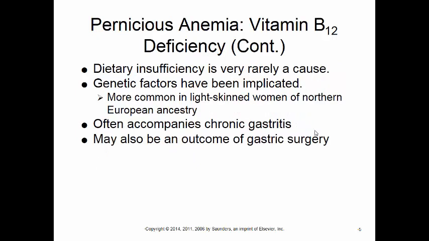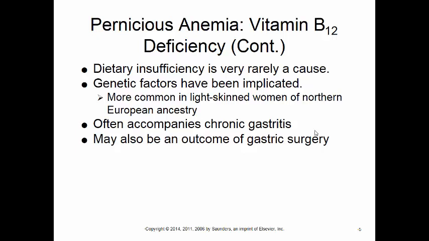Pernicious anemia is due to the lack of intrinsic factor. It's usually not caused by diet because we usually get enough vitamin B12 in our diet. But if we don't have enough B12 in our diet, that could be another cause. Most of the time it's because there's been damage to the cells that produce the intrinsic factor, like ulcers and things of that nature. There are some genetic factors that seem to affect pernicious anemia, such as it's more common in light-skinned women of Northern European ancestry.